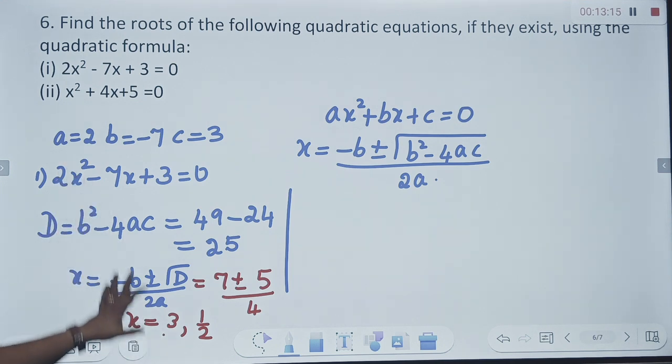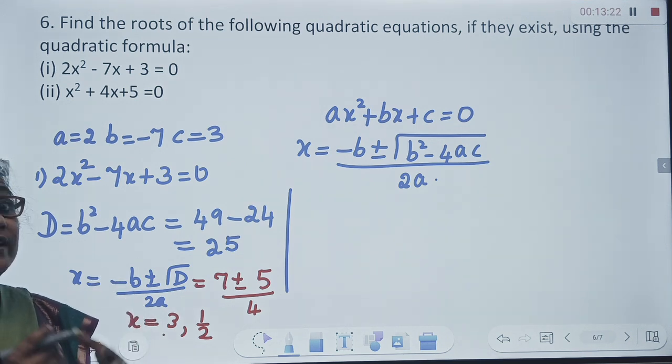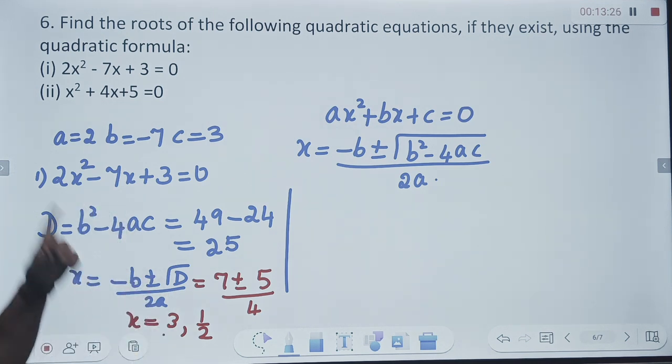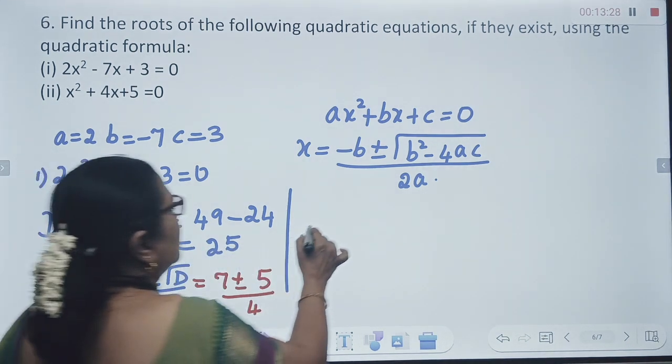So here I have not split the middle term, but I have actually used the quadratic formula. So in case you find it difficult to split the middle term, this formula is very, very handy. Now let us do the same for the second sum.